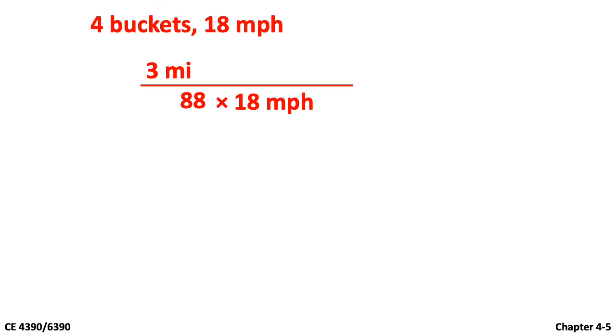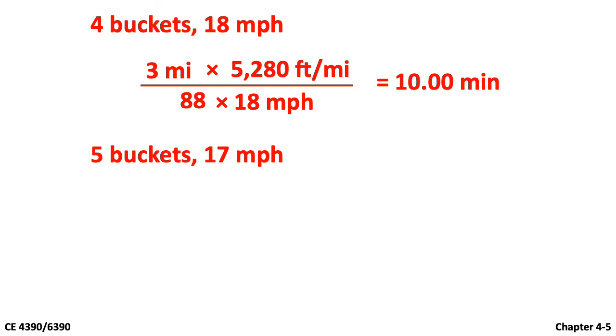So with 4 buckets, the speed is 18 miles per hour. To calculate travel time, you divide the distance, 3 miles, by 88 times the speed, 18 miles per hour. Here you multiply the distance by 5,280 to convert miles to feet, and you get 10 minutes. With 5 buckets, the speed is 17 miles per hour, so you get a total travel time of 10.59 minutes.